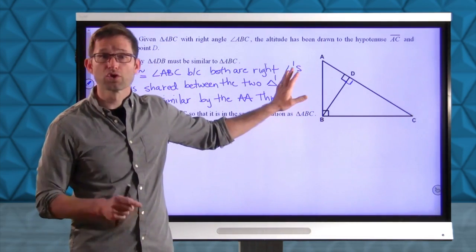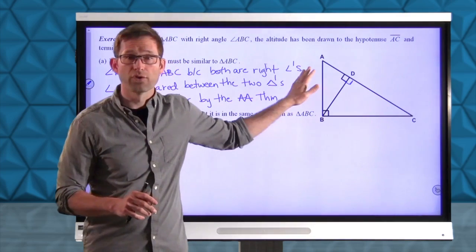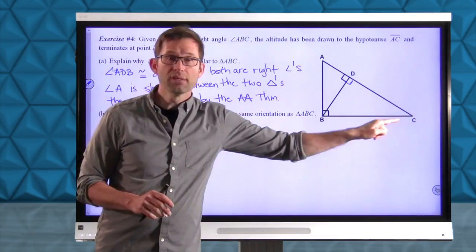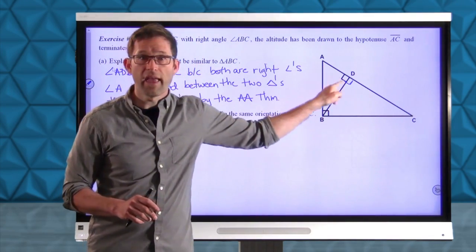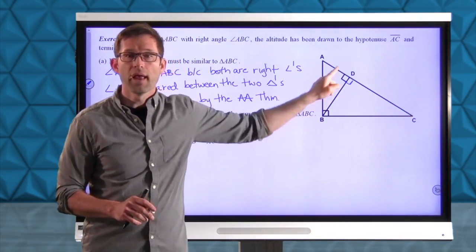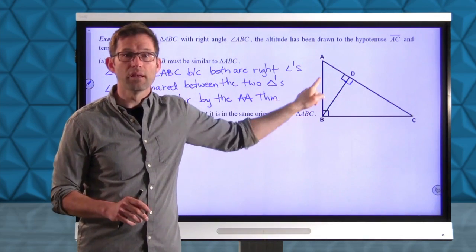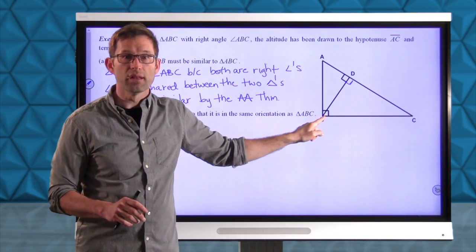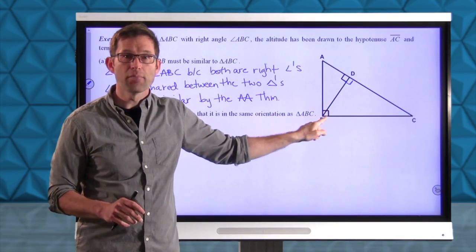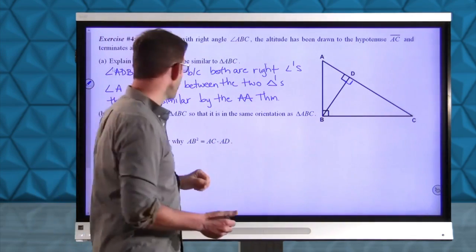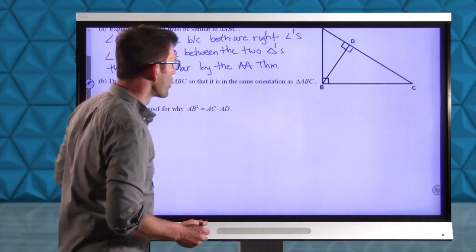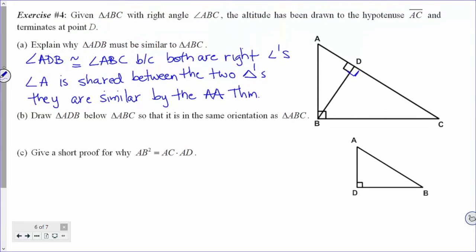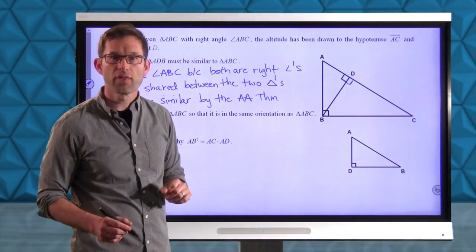In this particular picture, just concentrating on the large right triangle ABC, AB is the shorter leg, obviously, BC is the longer leg, and then AC is the hypotenuse. In this triangle ADB, it should be pretty obvious that AD is the shorter leg, BD is the longer leg, and AB is the hypotenuse. So if I want to draw these two triangles in the same orientation, then I want to have ADB drawn like this. Okay, I want to have it drawn like that.